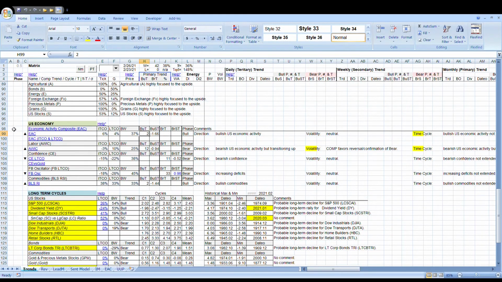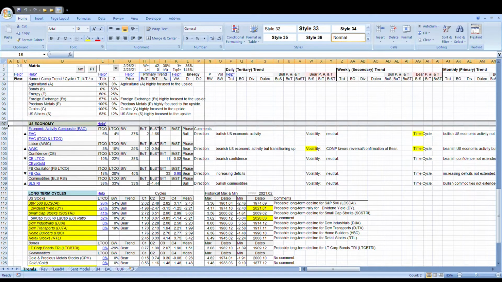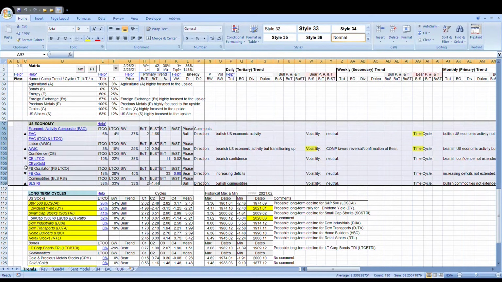This help video discusses the EAC, or the Economic Activity Composite section, of the U.S. Economy section inside the Trends tab of the matrix. I've highlighted it here, and it goes through this information box here as well as the comments that the computer generates right through here. And we're going to talk about each one of them.